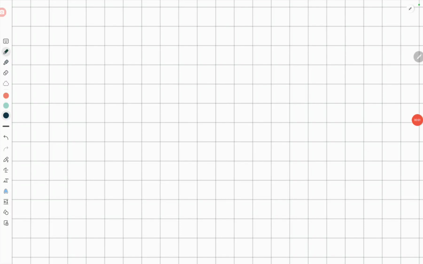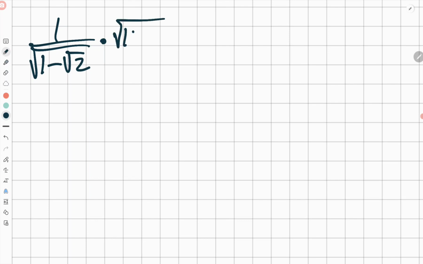Okay, let's take a look at simplifying this expression: 1 over the square root of 1 minus the square root of 2. So what do we get out of this? We multiply by a form of the number 1, which is the root of 1 plus the root of 2 over the root of 1 plus the root of 2. So I'm using this form because it's 1.